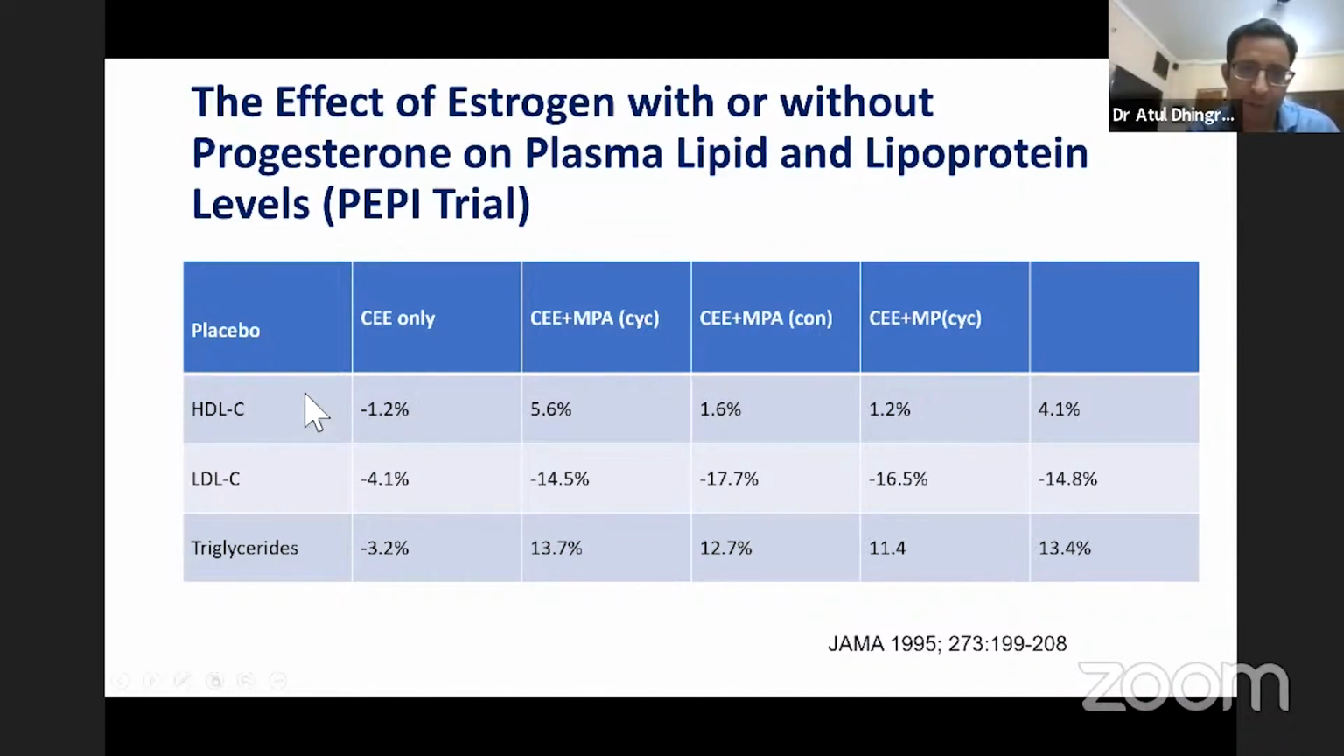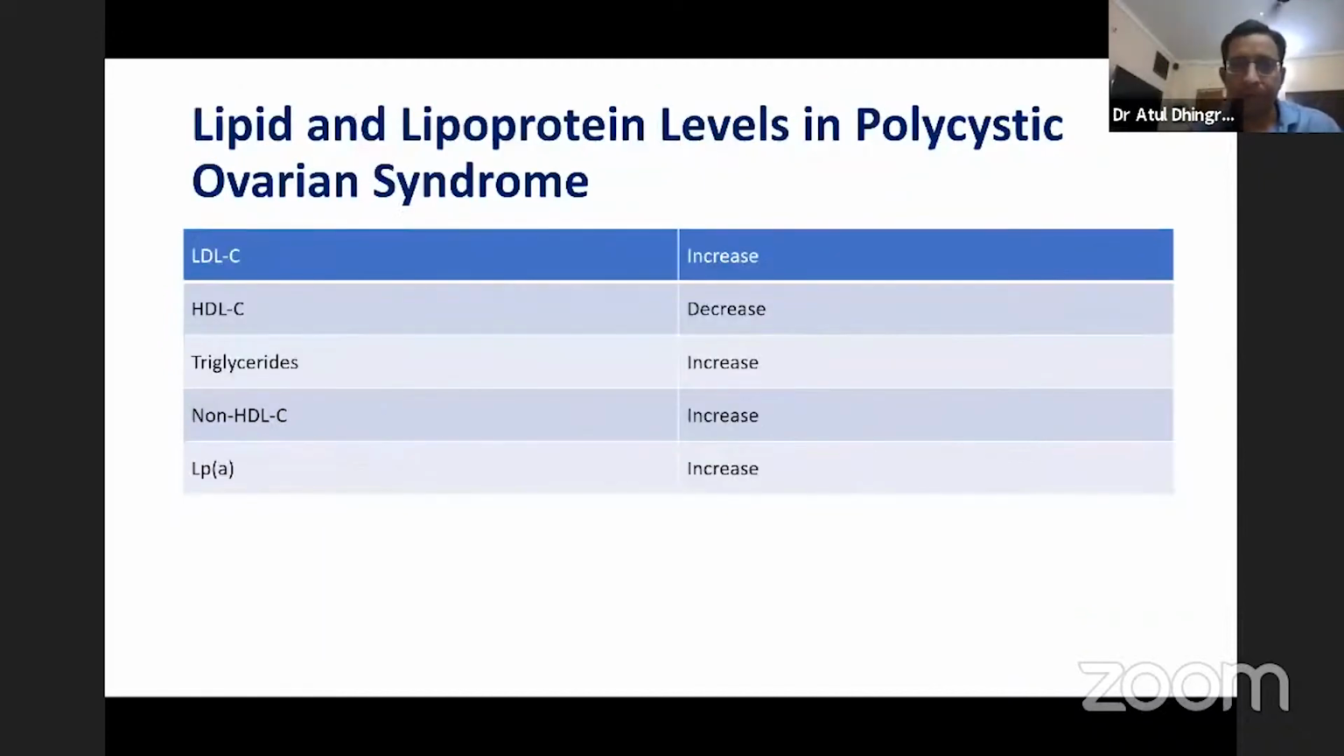You see that once your patient is using only estrogen, there is around a 1.2% reduction in HDL cholesterol, a 4% reduction in LDL cholesterol, and a 3% reduction in triglyceride level. But once we add a progestin like medroxyprogesterone acetate, there is a significant change in cholesterol levels in these patients. But these changes are not significant once these patients are given a more natural form of progesterone like micronized progesterone.